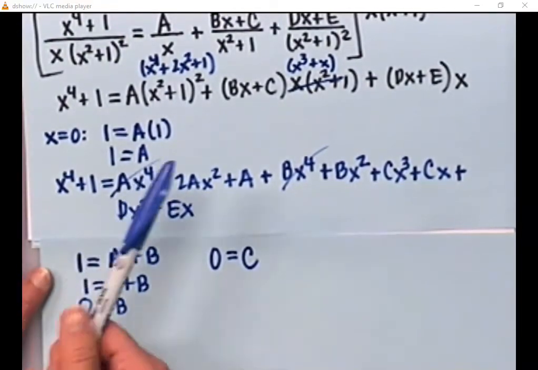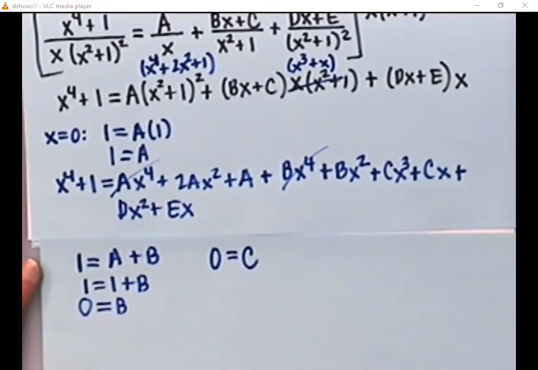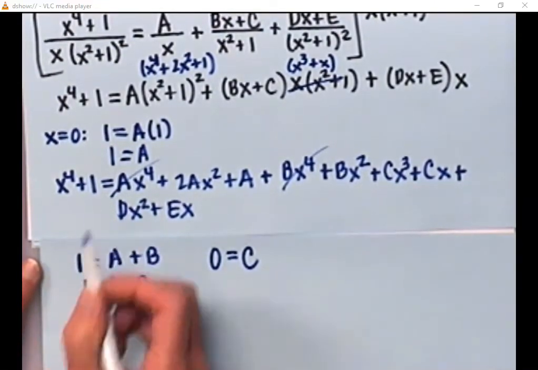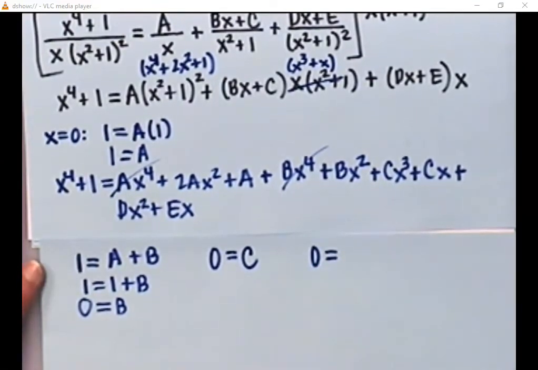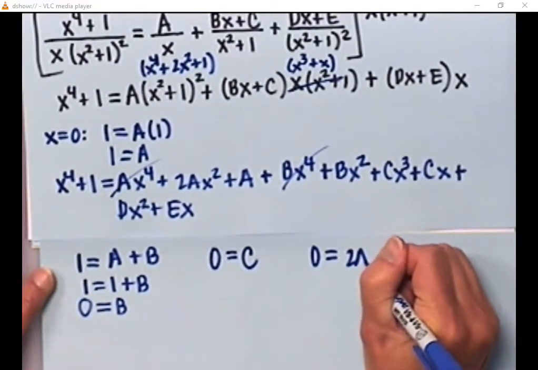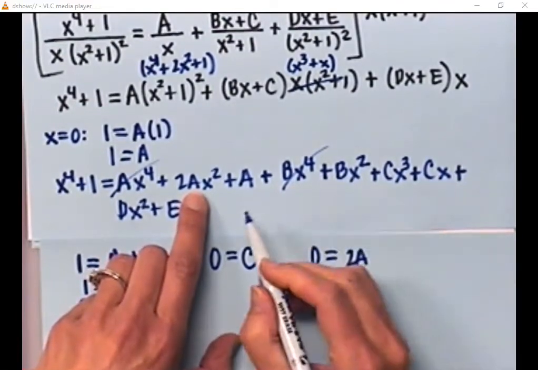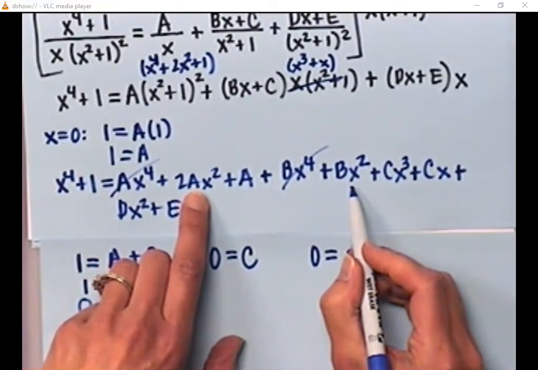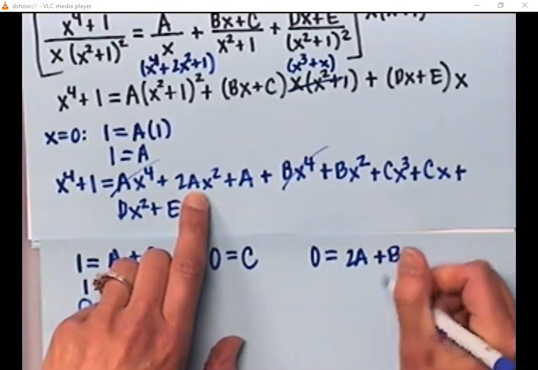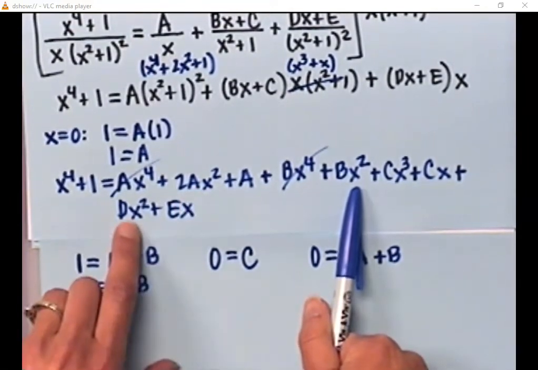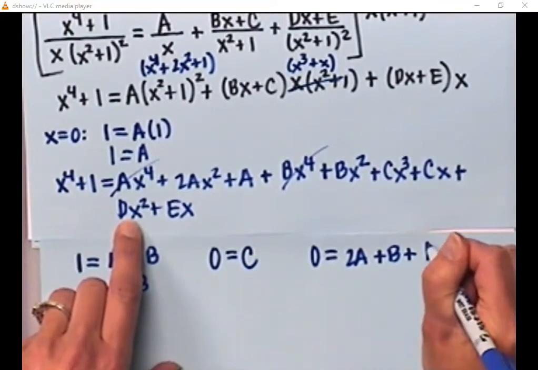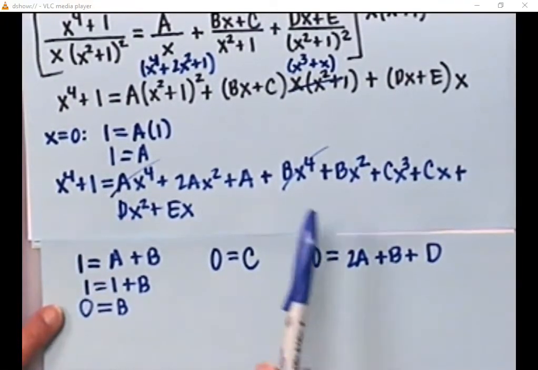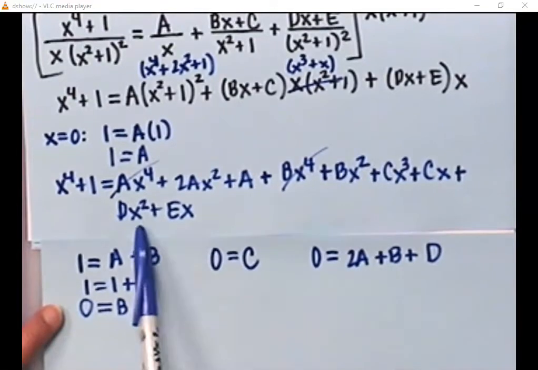All right, now I know a, b, c. What about the x squared power? What is it on the left? 0. What do we have on the right? I see a 2a plus a b, right? There's a bx squared right here, plus a d. So those are all from x squared. So there was a 2a, a b, and a d.